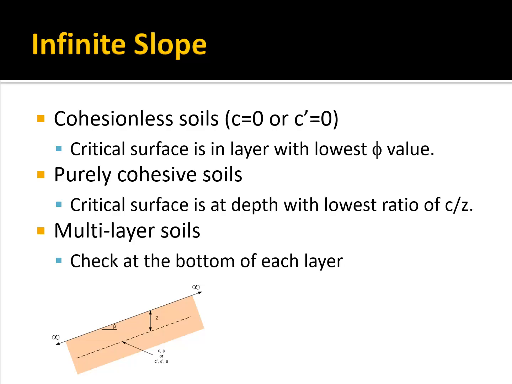If you have purely cohesive soil, so phi equals 0, it's undrained analysis, then the critical surface is at the depth with the lowest ratio of C divided by Z, where Z is the depth from the top. And so if that's a single layer or a single material, it'll just be at the bottom of the material. And if you have multiple layers, you just check at the bottom of each layer and find which one has the lowest ratio. It's going to be dependent on the combination of both C and Z in that case.